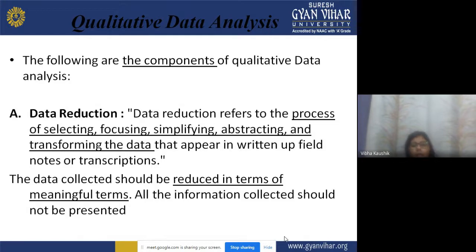The data collected should be reduced in terms of meaningful terms. You have collected a lot of data for your research, but first of all you have to reduce that data in terms of meaningful terms, the things that are useful to you. All the information collected should not be presented, meaning all the data that has been collected by you should not be presented, because some data might not be of use.